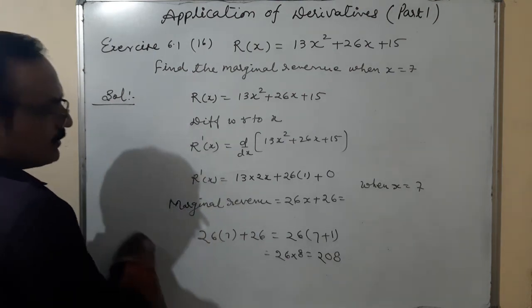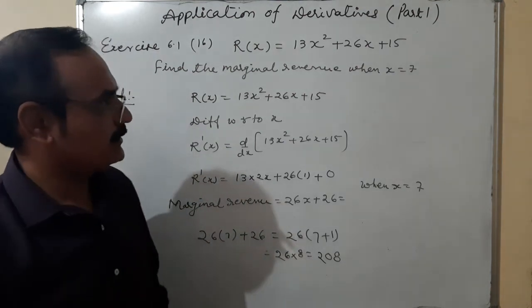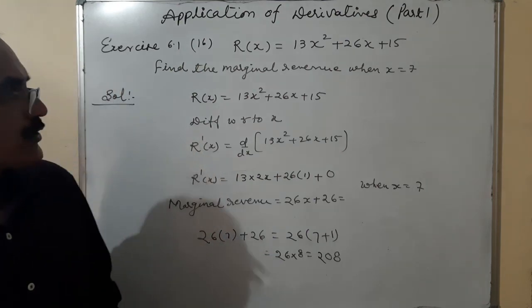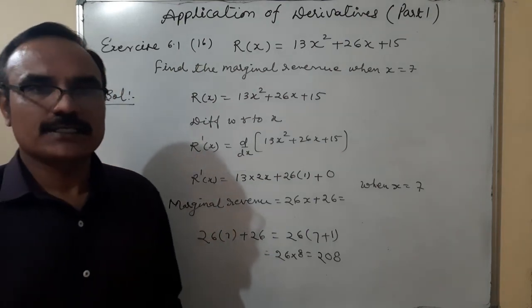So the marginal revenue is equal to 208, right? That's all. This is the end of exercise 6.1.